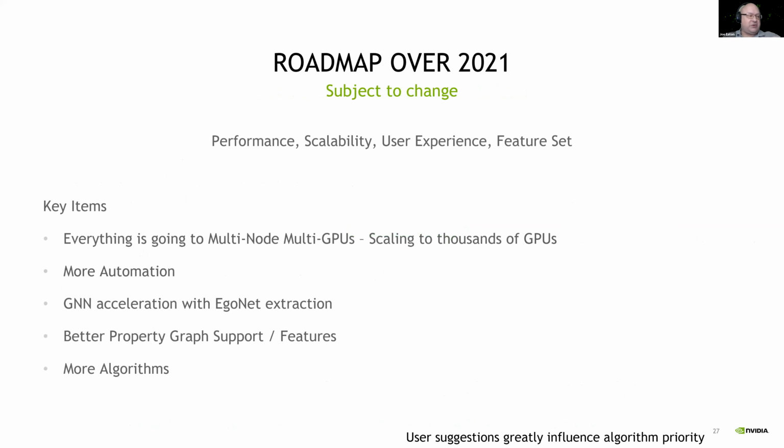The roadmap going forward, we've got a lot of plans for going to bigger scale, multi-node, multi-GPU. Performance is always one of the top concerns. And we have a lot of automation, like I mentioned, shorter APIs. We have a lot of GNN work.